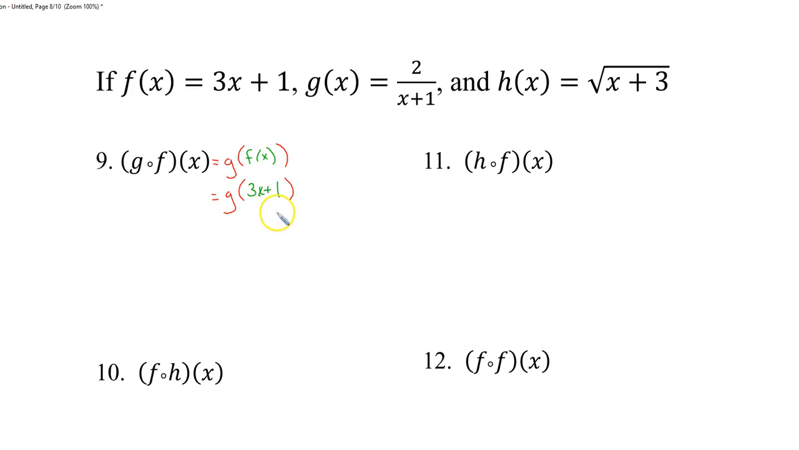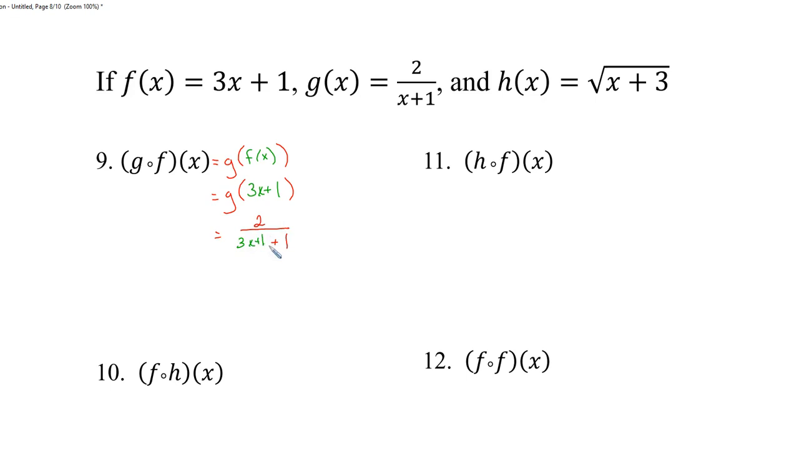We did some problems similar to this in one of the first sections in this chapter, where we found things like g of x plus 2 or maybe f of x plus h. So same kind of concept here. So now I'm going to go to my g function. The g function is defined as 2 over x plus 1. And so in place of that x, I'm going to put that function f in there. So I'm going to kind of leave this little holding ground for my x. And I'm going to, instead of x, I'm going to put in 3x plus 1.